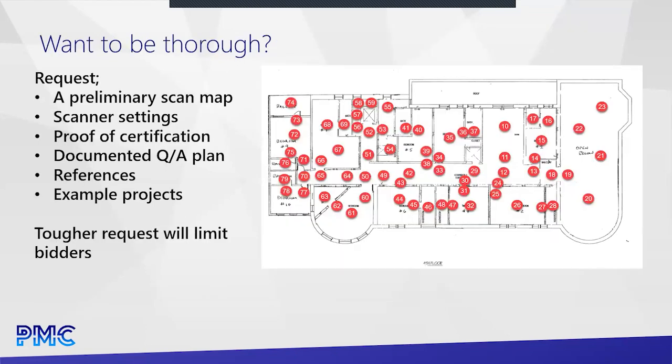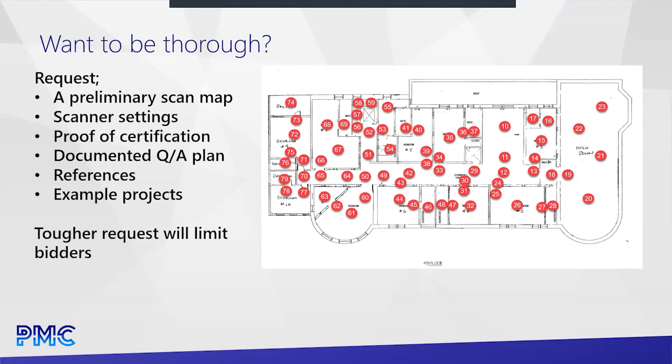Some stuff you're going to want to request as the jobs get bigger. A preliminary scan map: where do you think you're going to do scans? If this is a huge job, please don't ask us to do it on everything. Pick a sample area and say, hey, do a scan map in zone A. Where are you going to set up the scanner, do you think? Or if you're using mobile, where do you think you're going to walk? Draw a preliminary path. What kind of settings they're going to use.